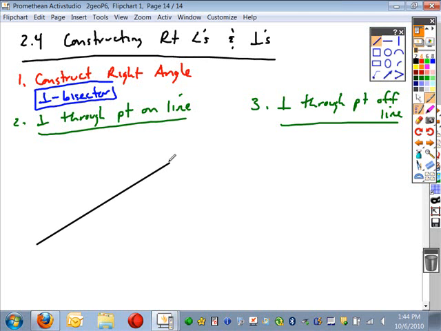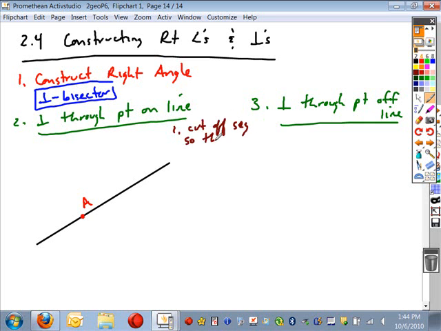Okay, so if we take a perpendicular through a point on a line, so let's say we take a line or line segment, and I want you to create a perpendicular through point A. Okay, in each of these cases, what you need to do is your first step is you're going to cut off a segment so that the given point is on the perpendicular bisector. Okay, so here's how you do that.